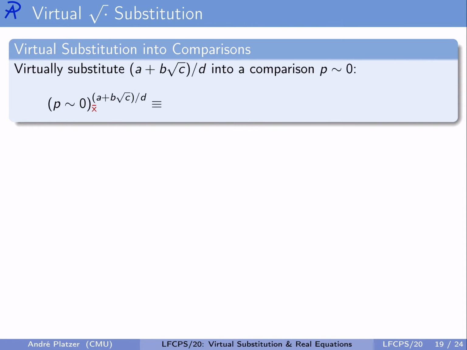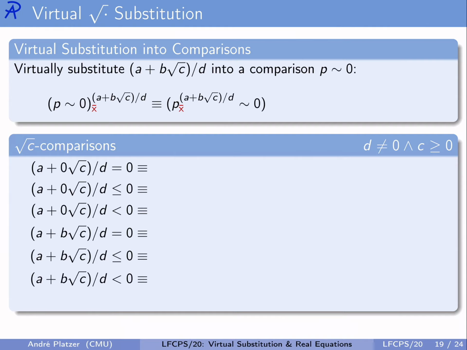Well, next question. If instead of a polynomial, we have a polynomial comparison, so think of this as p equals 0, or p greater or equal to 0, or p greater than 0. How do we plug in a square root expression for the variable x virtually? Well, first of all, we can certainly first evaluate the polynomial. We just evaluate its plus and times arithmetic by plugging in a plus b square root of c over d for x, but we need to then do something slightly clever to handle the arithmetic comparisons, and this is how we do it.